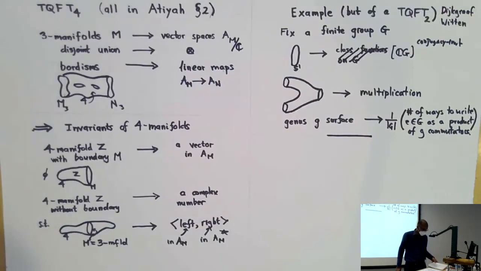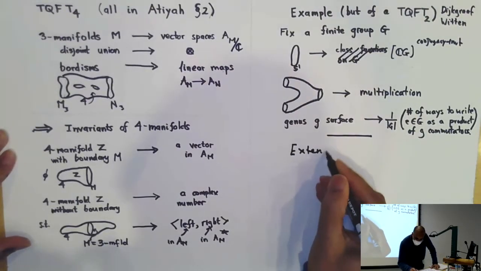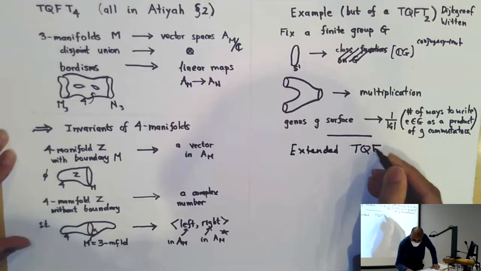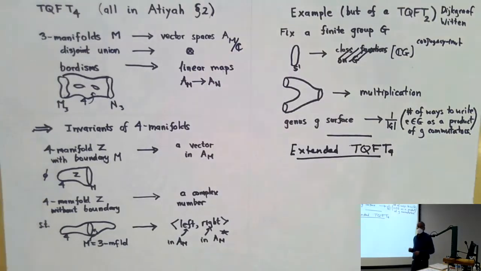Now, we're going to need something a little bit more for our discussion, which is extended. Okay, so going back to this TQFT in four dimensions, we can ask for a cut and paste decomposition of what happens for three manifolds. That is, just as I wrote here a picture for cutting up four manifolds.